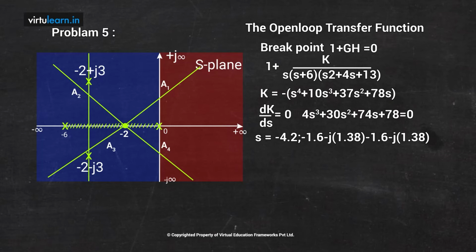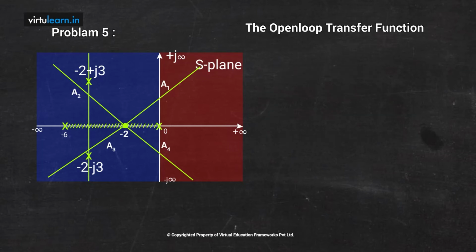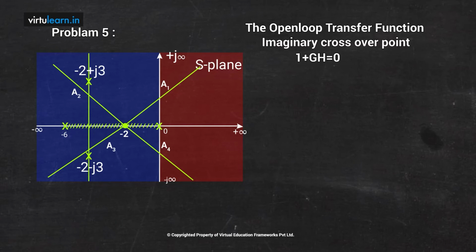Next, we need to get the imaginary crossover point. So in the imaginary crossover point, check the possibility. And of course, here of the 4 asymptotes, 2 asymptotes are crossing the imaginary axis. Therefore, your root locus will also cross the imaginary axis. So write the characteristic equation 1 plus gh is equal to 0. Then you will be getting the equation as s power 4 plus 10 s cube plus 37 s square plus 78 s plus k is equal to 0.